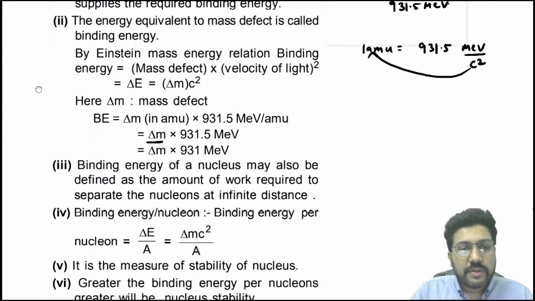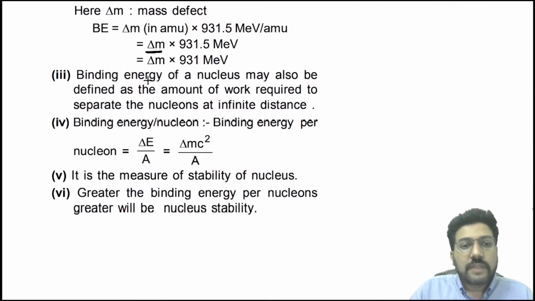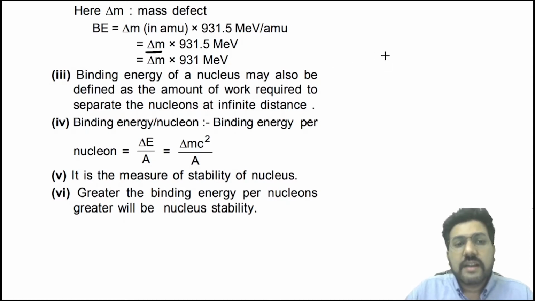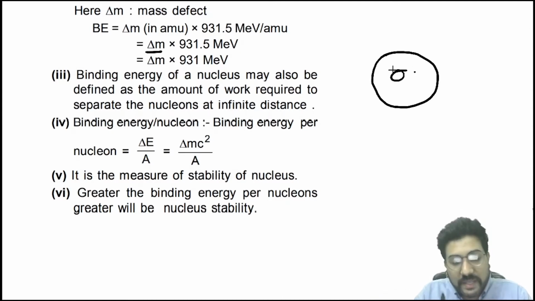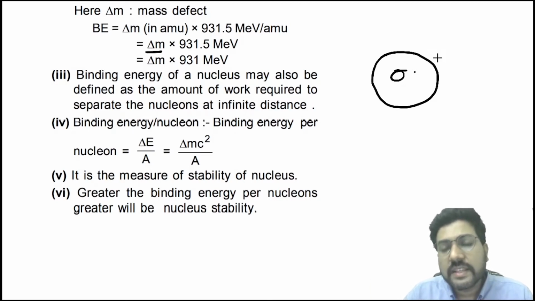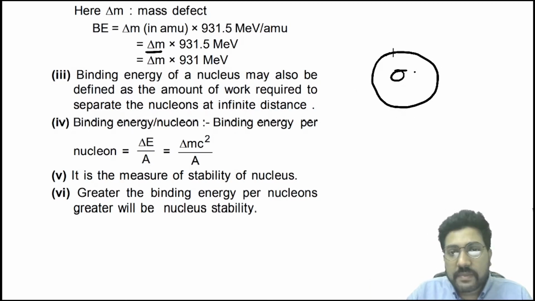Now, the binding energy of a nucleus may also be defined as the amount of work required to separate the nucleons to infinite distance, which we have already discussed. The amount of work we have to do so that the constituents of this nucleus are taken to infinity, that means this nucleus has to be broken. The amount of work that you have to do to break this nucleus and separate it up to infinity is called the binding energy, right?